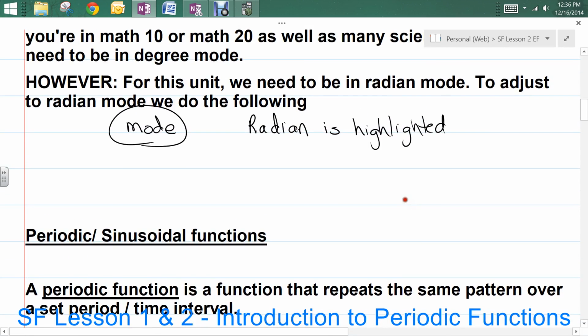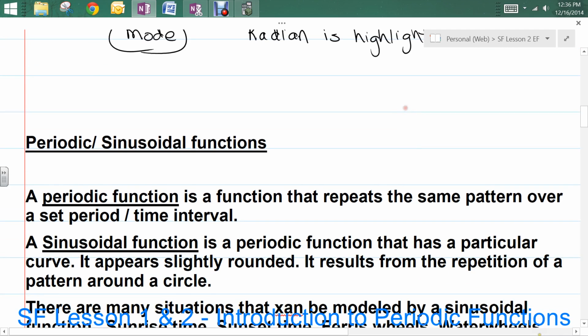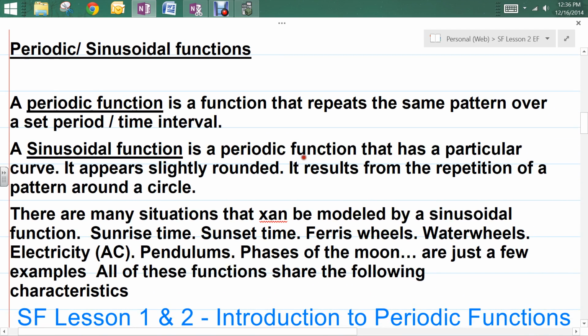Now, can I move that up? Are you guys okay with that? Yeah? Periodic or sinusoidal functions. Here's more notes.